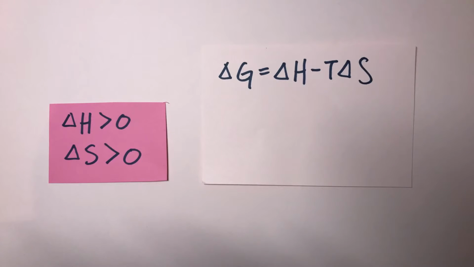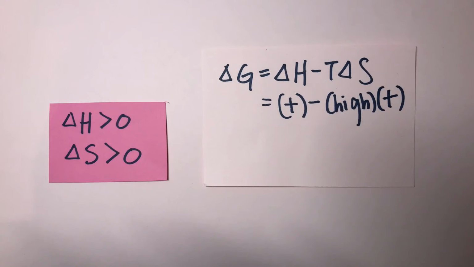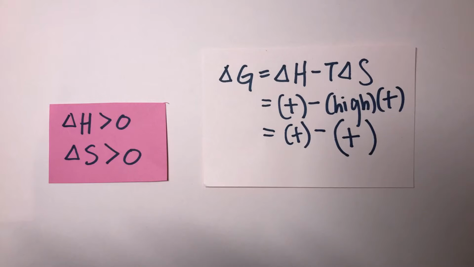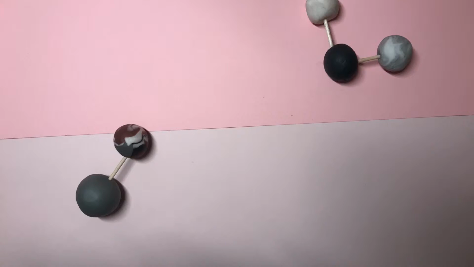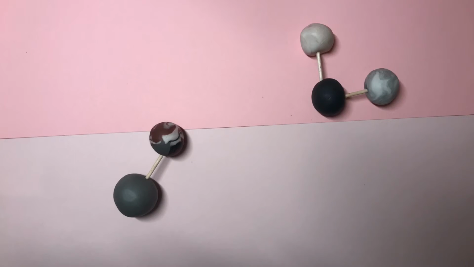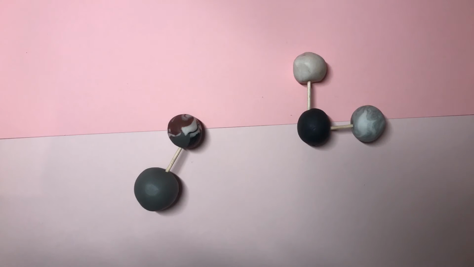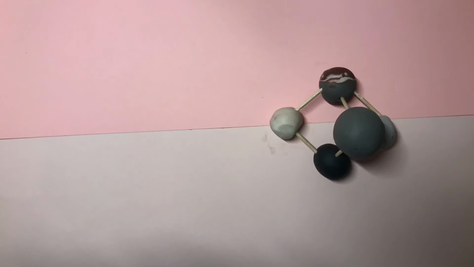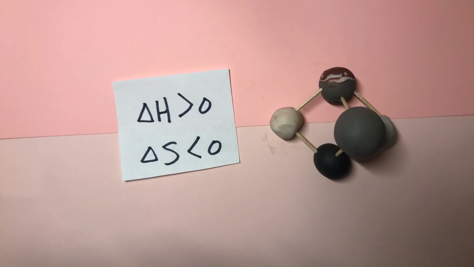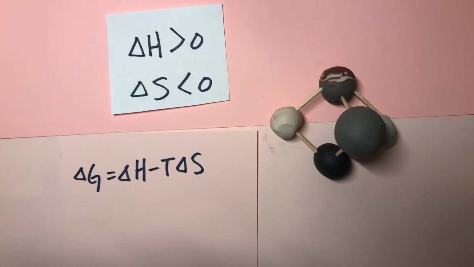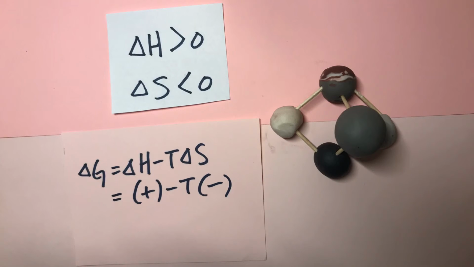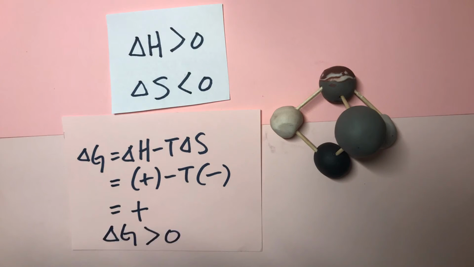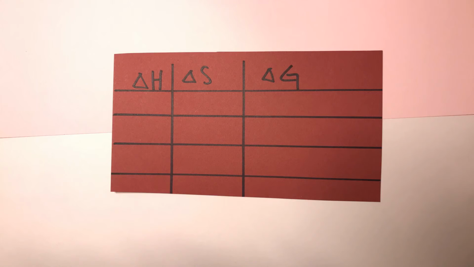With high temperature, a positive number is being subtracted by a bigger positive number, resulting in a negative delta G, a spontaneous reaction, and this would be thermodynamically favorable. In the next scene, two molecules come together as heat is entering the system. In the equation, we would do positive delta H minus temperature times a negative number. Positive number minus a negative number makes addition of positive numbers, and delta G would be greater than 0, so the reaction is non-spontaneous, and this is thermodynamically unfavorable.